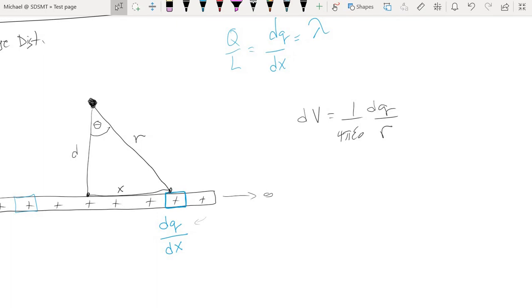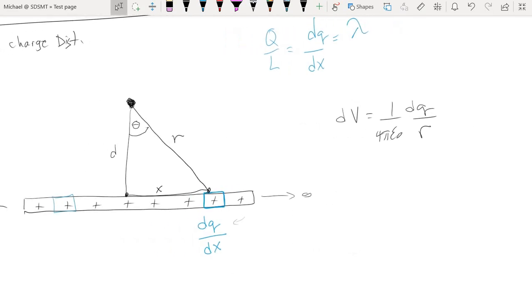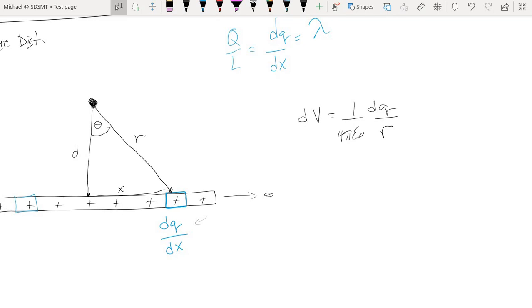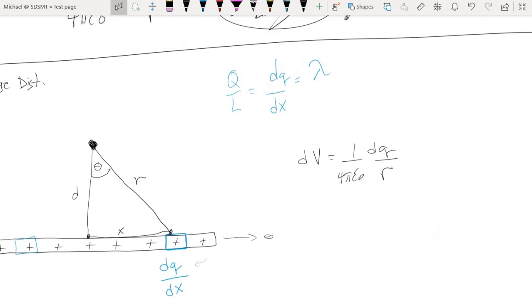Next step, we need to set up our integral, because we need to add up all the potentials that all of these individual charges are going to produce. And our first substitution is going to be for dq. Right now there's nothing in the expression that tells me how the charge has been distributed in the system, but I can do that if I use lambda. Lambda says the charge is distributed along the line. So we'll go ahead and make that substitution: lambda dx over r.